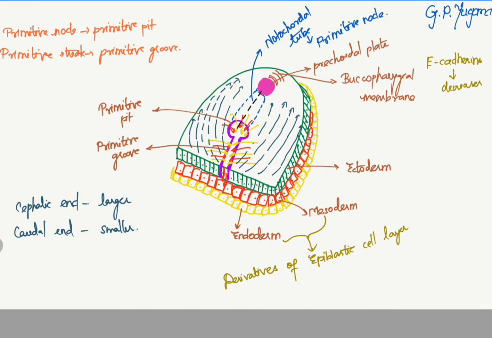Why is this notochordal process very important? Because it will act as a central axis of the body around which the vertebrae will develop, and on one side it is considered the right side and on the other side the left side of the body.